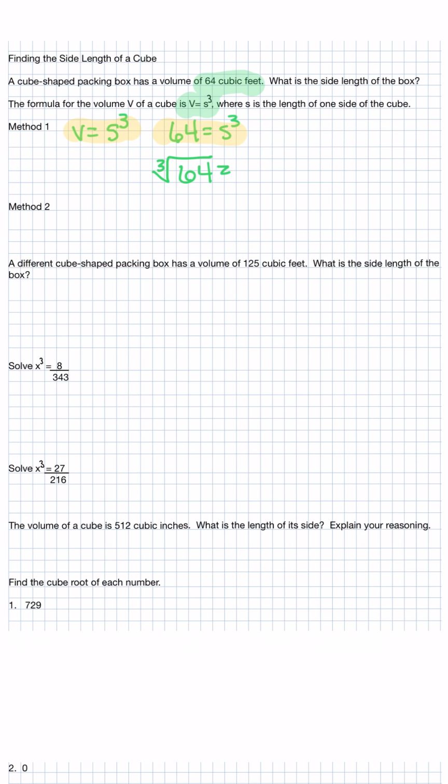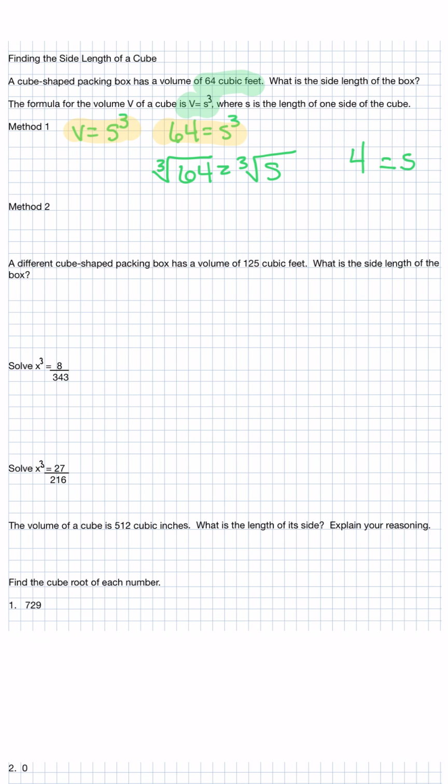Whatever we do to one side, we have to do to the other. So the cube root of S to the third is going to be S. And the cube root of 64 is going to be, when we look at our chart there, 4. So that's the first method.